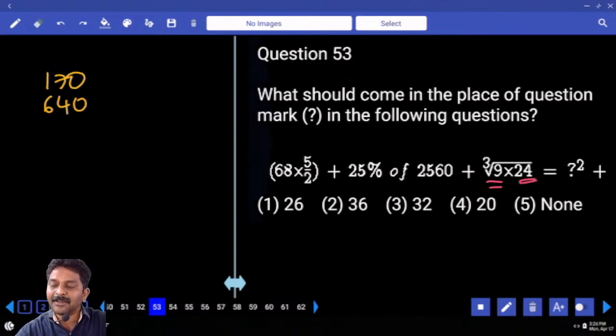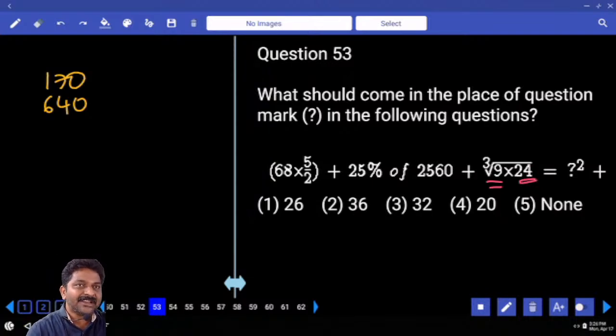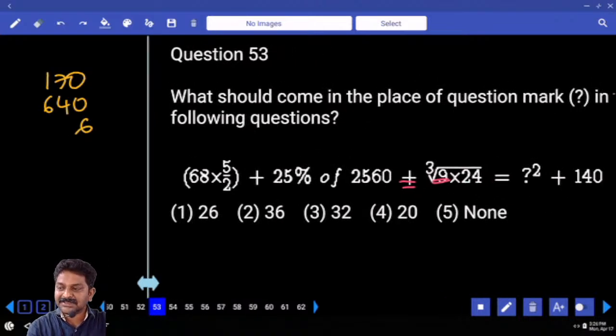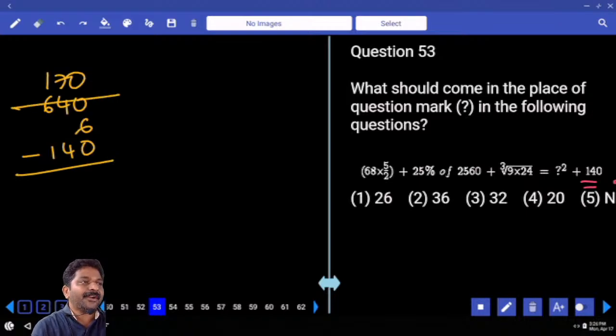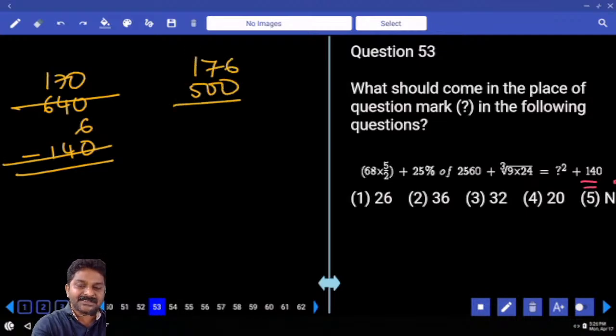That means you need to have one more 3. That 3 I will take from 24. That can be written as 3 times 8. 8 can be written as 2 cube. Already 3 square into 3, so we have 3 cube. Finally we have 3 times 2. How much is that? 6. Right hand side, what is that? X square plus 140. 140 comes to the left hand side and becomes minus 140. Subtract 140 from 640. How much is that? 500. And the other number 176. That means 676. X square is this much. X is 26.